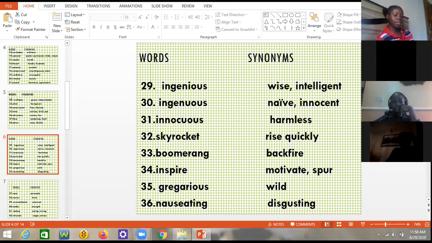Inspire. Another word for inspire can be motivate, spur. Gregarious. Another word for it is wild. Some people are gregarious, they just want to live the life of party. You say they are living the life of what? Of party. They are wild. They say they are gregarious.